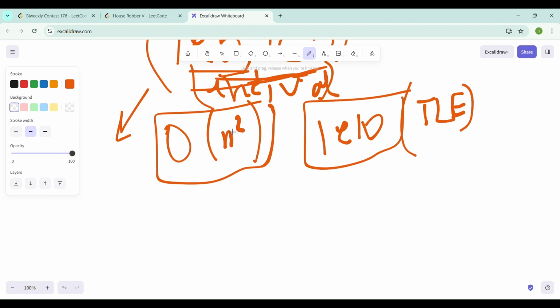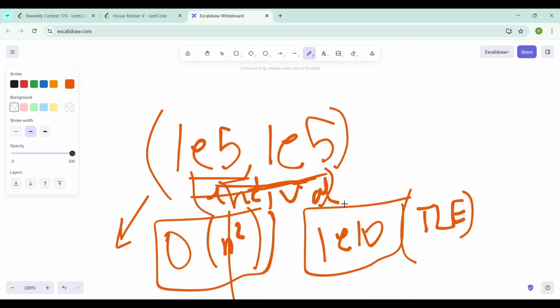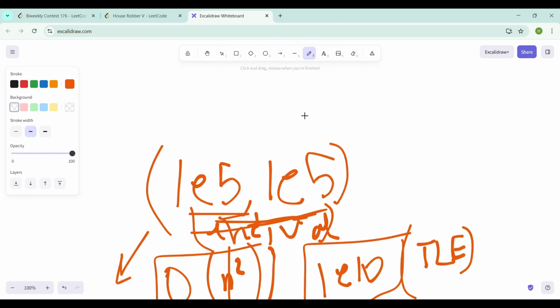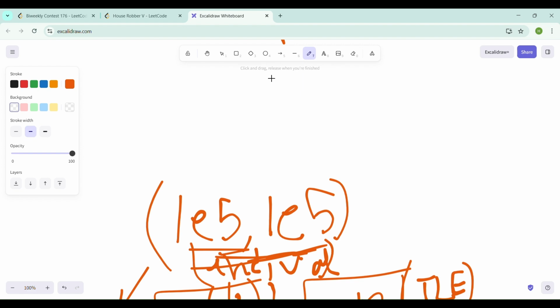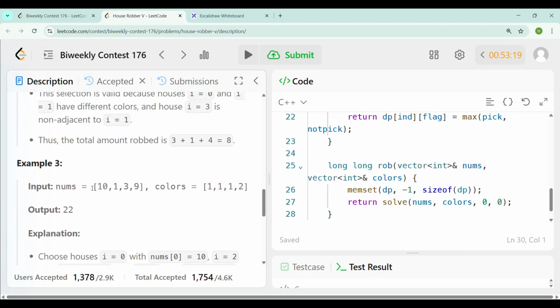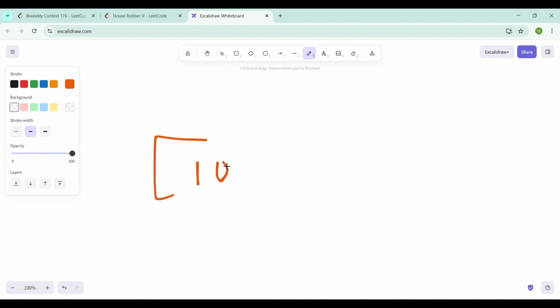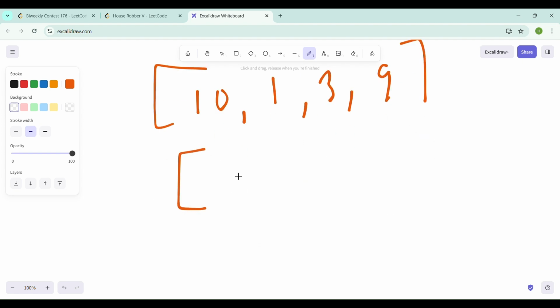If you look, you can't touch the index. Index will be changing. But what you can do is take a flag variable. Now, how did I suddenly jump to the flag variable, and what did I think during the contest? While I was solving, I thought, let's take this test case only: 10 1 3 and 9. Let me write it down: 10 1 3 and 9, and colors was 1 1 1 2, if I'm not wrong.